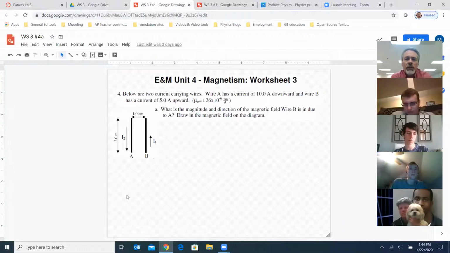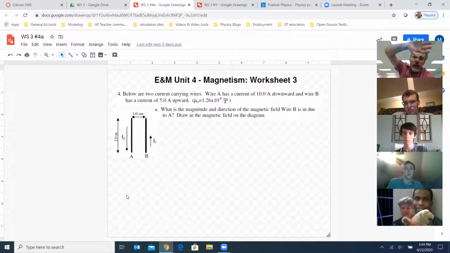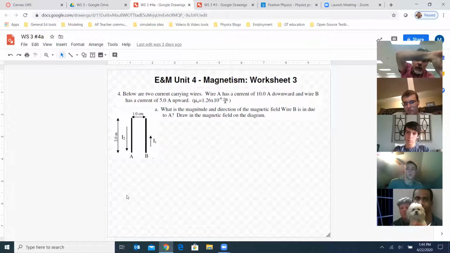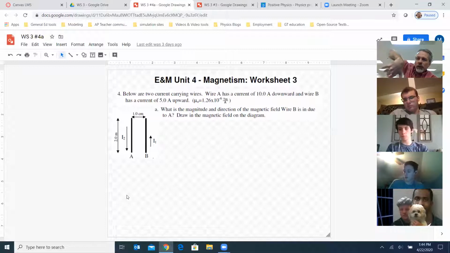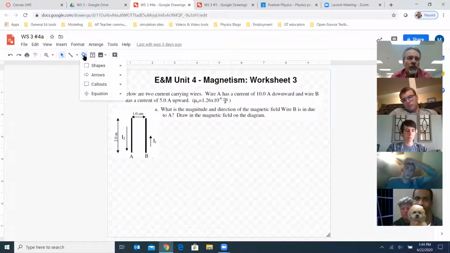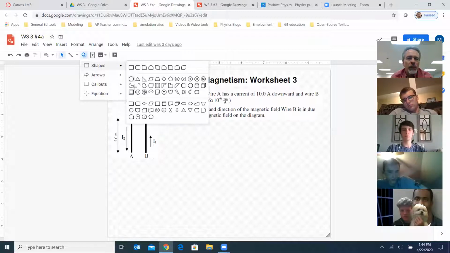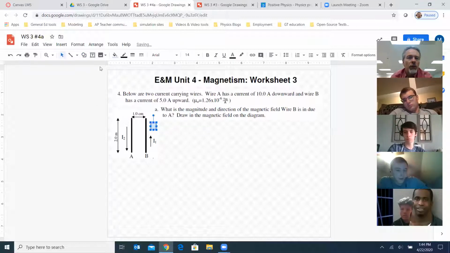It says, what is the magnitude and direction of the magnetic field wire B is in? That means it feels due to A. So what you have to do is ignore B for a second, use your right-hand rule, and grab A. Your thumb is pointing downward because the current in A is going downward. Now imagine over where B is, your fingers are coming up through the page. So over where B is, there is a magnetic field that is up through the page.